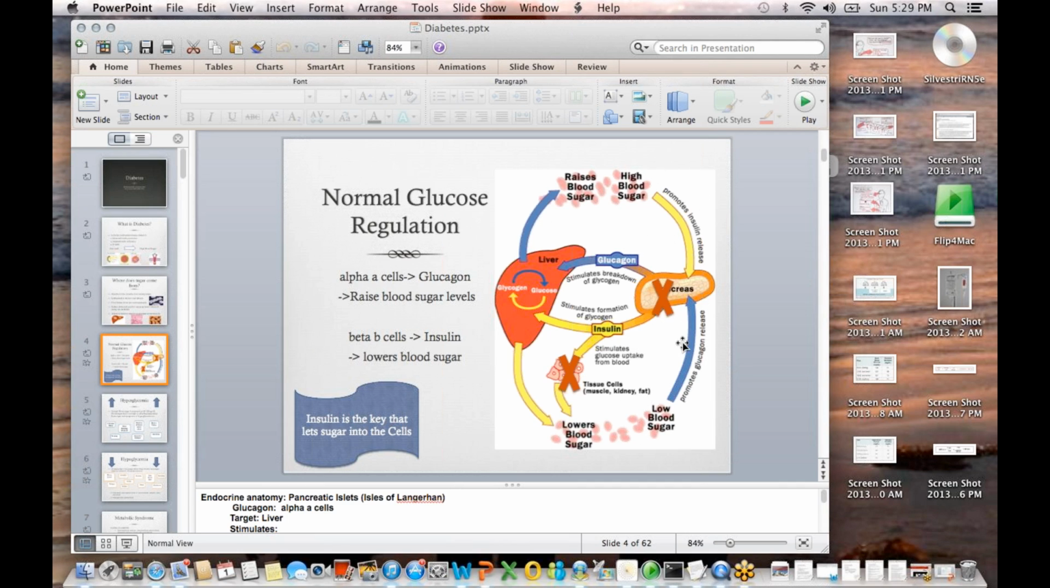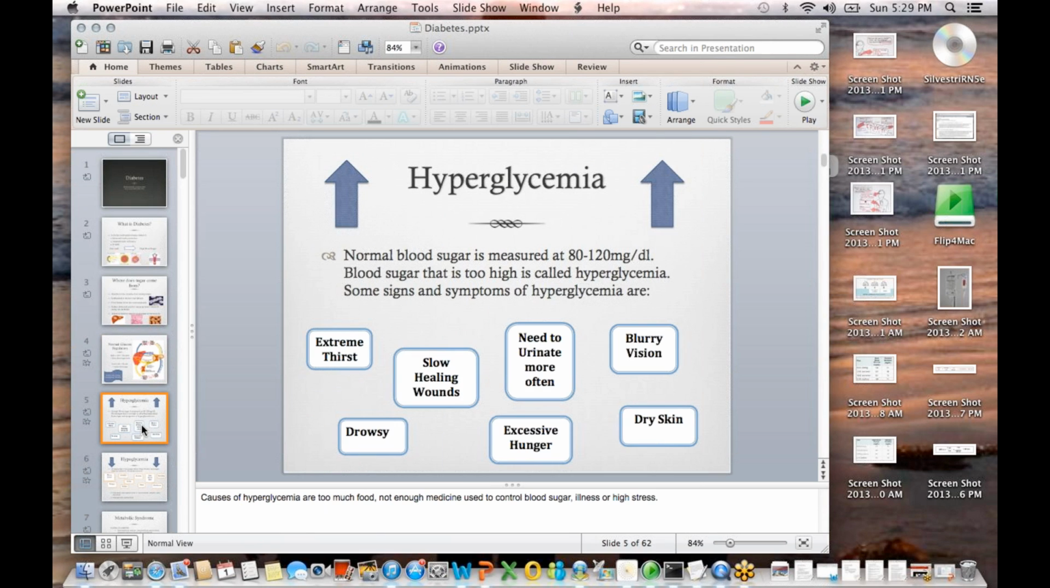So let's see. We talked about diabetes as high blood sugar, so it can be abnormal insulin production or impaired insulin utilization. We talked about glucose regulation from the pancreas. This is actually a pretty good slide. It shows you that insulin is released from the pancreas and lowers the blood sugar. Low blood sugar causes glucagon to be produced by the liver, which raises blood sugar.